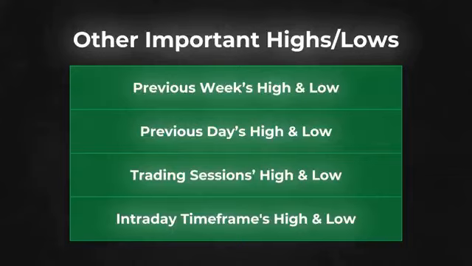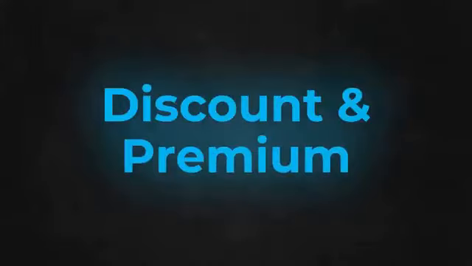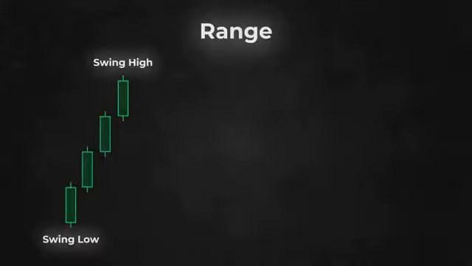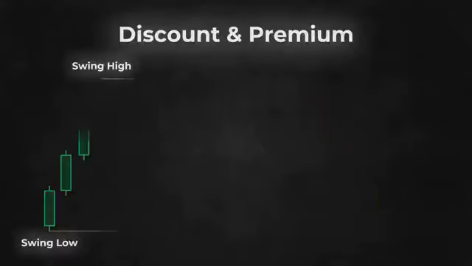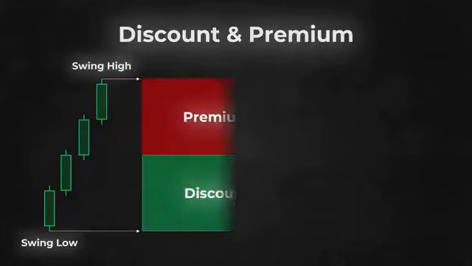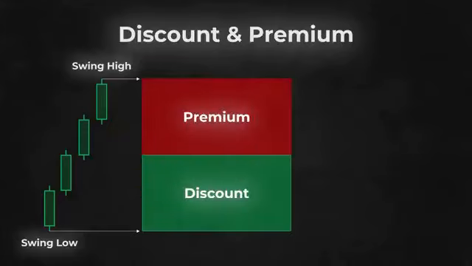Another important concept in the ICT method is the idea of discount and premium zones. To understand that, we must first understand the idea of range, which is simply the space between a swing low to a swing high, or the space between a swing high to a swing low. Let's take the example of the range from a swing low to a swing high for the sake of illustration first. To define the premium and discount zones, we divide the range in two equal parts. The upper zone is always called premium, and the lower zone is always called discount. That's also the case when the range comes from a swing high to a swing low, which would be a downward price movement.